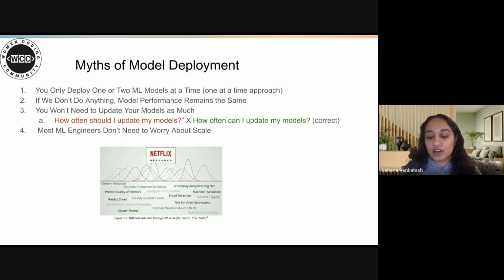The model's predictions might be good, maybe close to its training times after it's being deployed, but it's very important to monitor the performance so that when it degrades, we can replace it. And the third point that the author debunks is that you won't need to update your model as much. She challenges us, saying that we should not ask the question, how often should I update the model? Rather, we should ask the question, how often can I update the model?